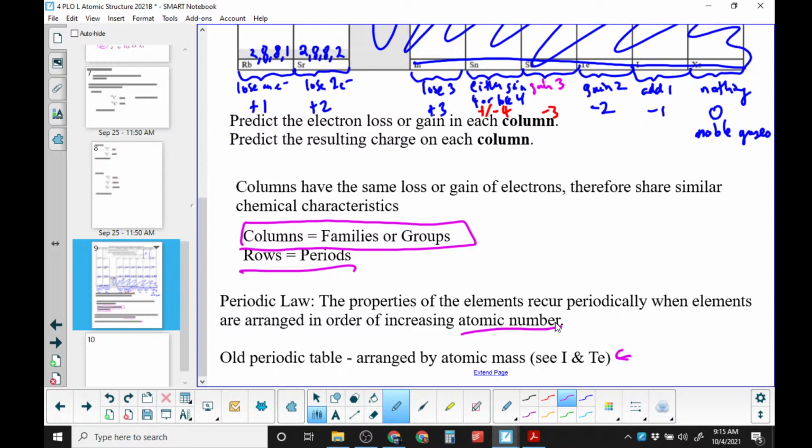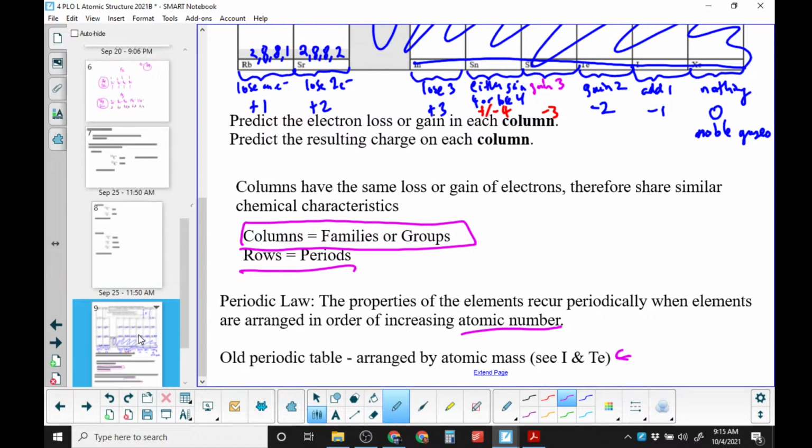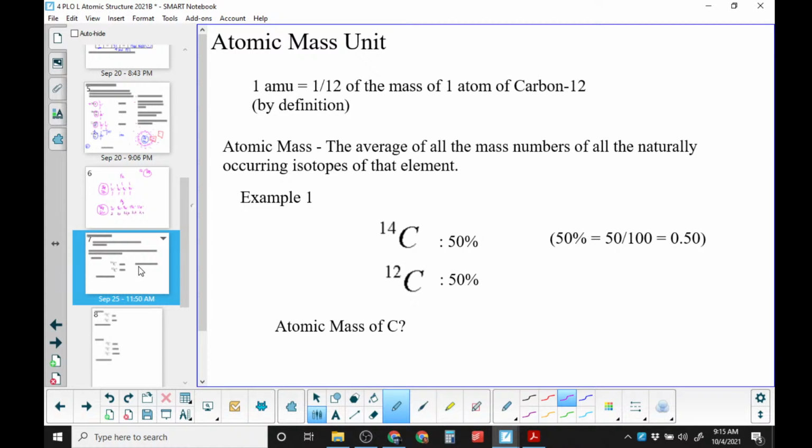That's what determines the properties, because the number of protons determines the number of electrons, which then determines what kind of charges you're going to get. Okay? Okay. The atomic mass unit. Write this down.